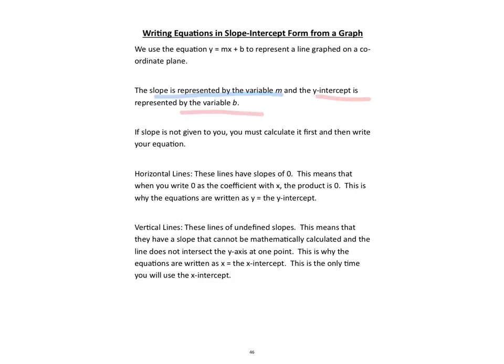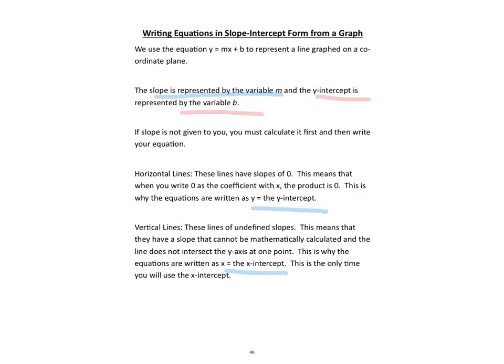And if the slope's not given to you, you've got to calculate it and then write your equation. Horizontal lines. This is related back to what I was showing you yesterday or in the other videos about y equals and x equals as far as horizontal and vertical lines. Horizontal lines have a slope of 0. So that means when you write it as a coefficient with x, the product's 0 because 0 times anything is going to be 0. And so the equation's written y equals whatever the y-intercept is.